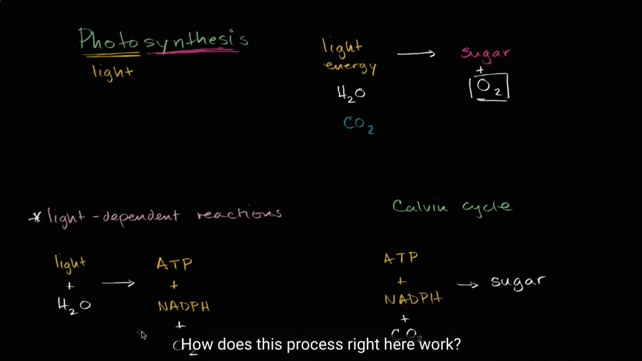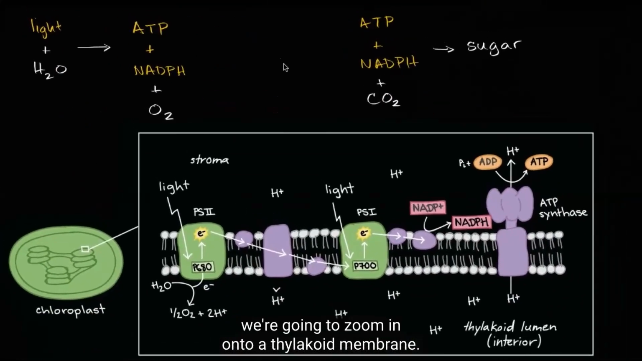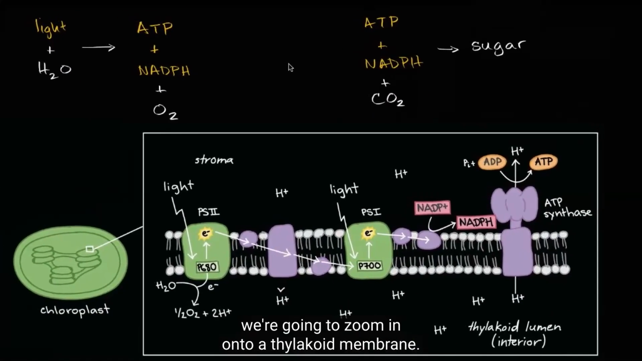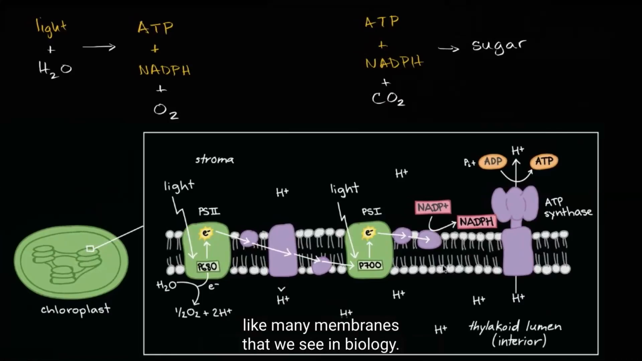How does this process right here work? To help us think about this, we are going to zoom in onto a thylakoid membrane. So this is a thylakoid right over here sitting inside of the chloroplast. And if we zoom in on its membrane, we see it's a phospholipid bilayer, like many membranes that we see in biology.